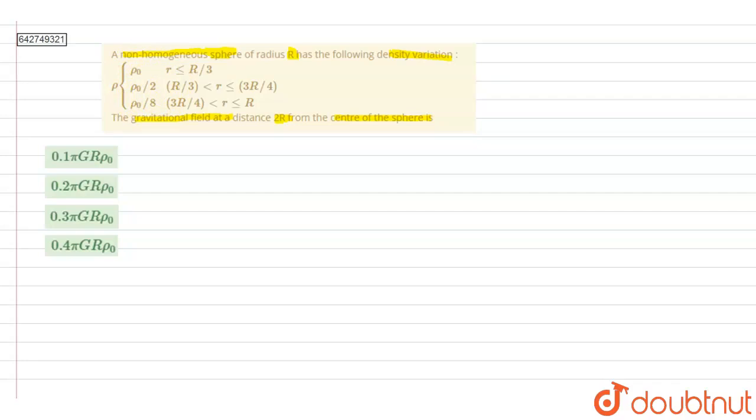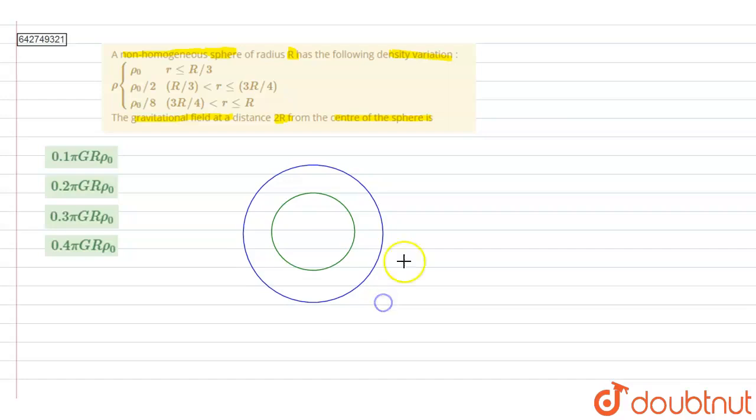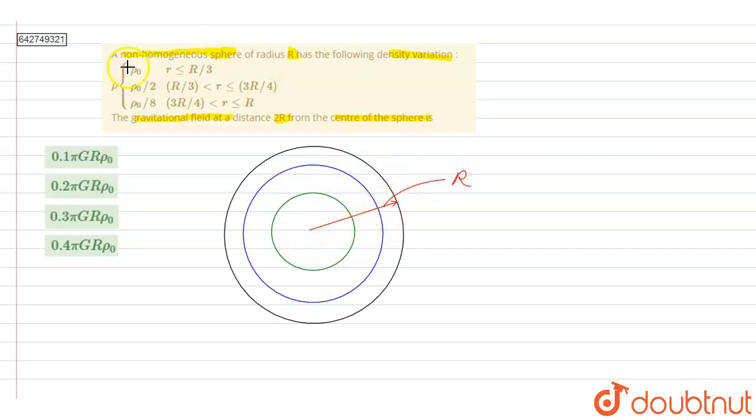So let us try to draw the diagram here for this sphere. Let's say this is the innermost sphere, and this is the sphere with the density rho by 2, and outside this, let's say this is the outermost sphere with the density rho by 8. Now the total radius of the non-homogeneous sphere is r. That means from the center, this distance will be r.